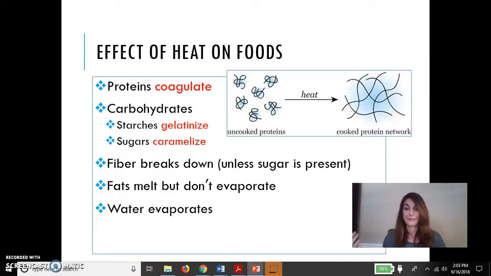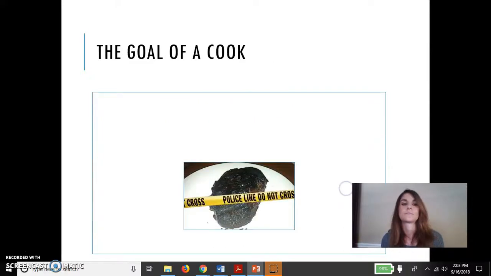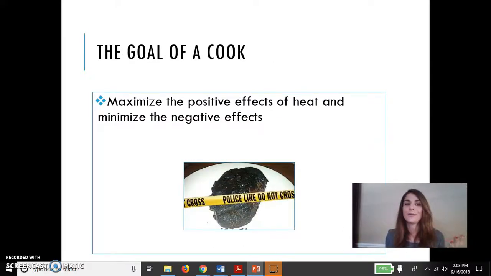And water definitely evaporates. So the more heat that you apply to it, it comes to a boiling point, and then it starts essentially evaporating if it goes past the boiling point. And minerals, vitamins, color, flavor, those are all impacted, sometimes positively, sometimes negatively, but either way, we need to make sure that we understand what happens to them when we are selecting cooking methods. All right, so the goal of a cook is to maximize the positive effects of heat and to minimize the negative effects. So one of the things, especially when it comes to any type of food, do not overcook it. That's the number 1 rule as a cook.